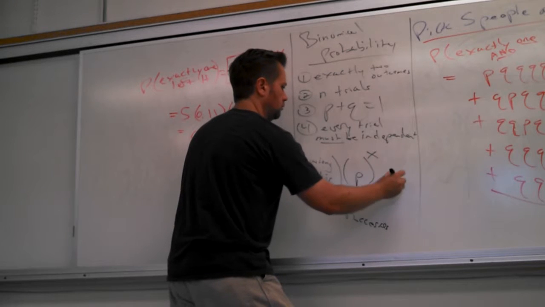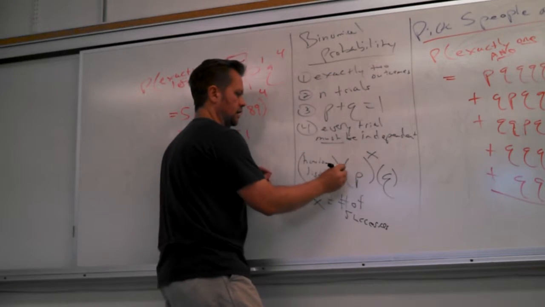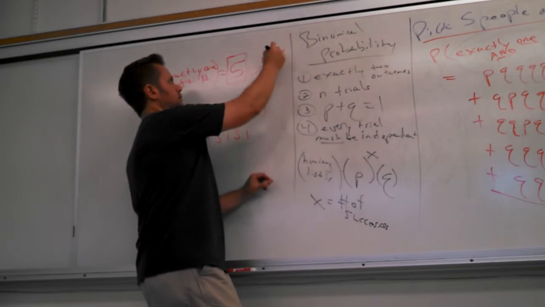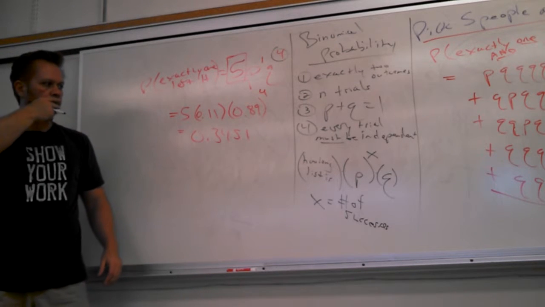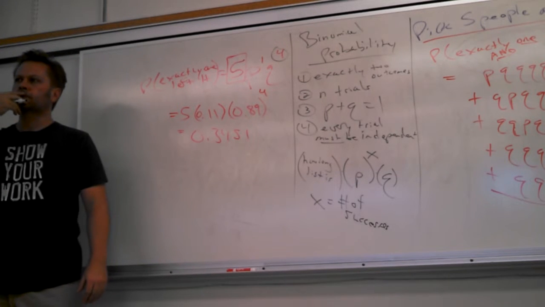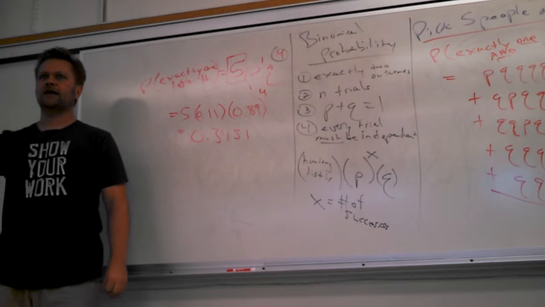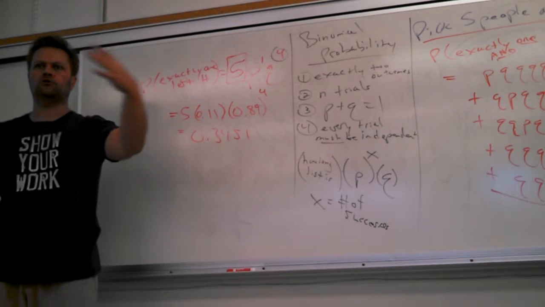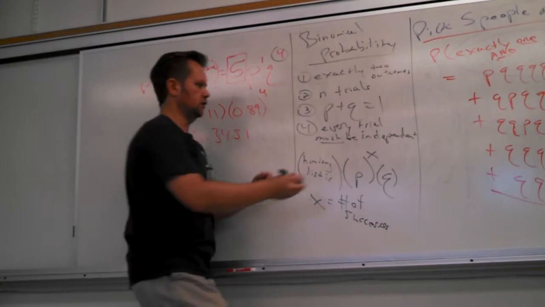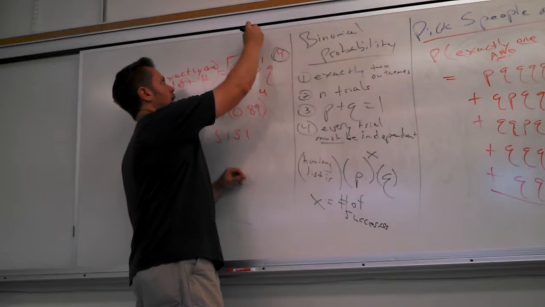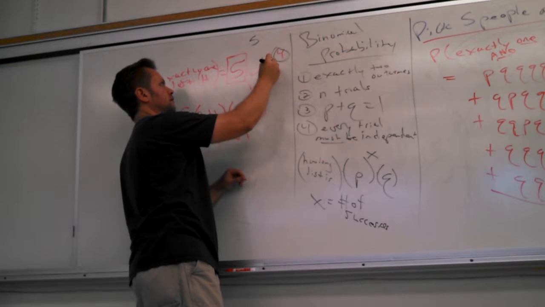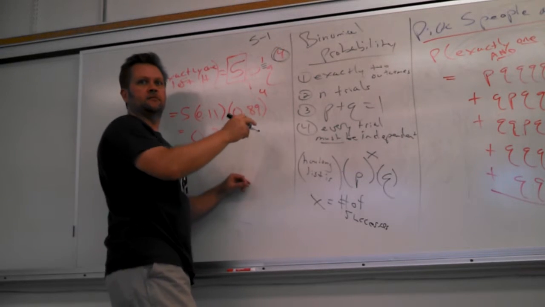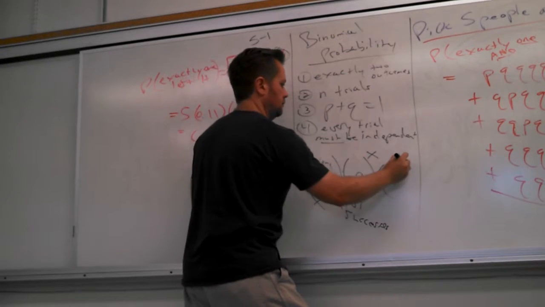And then it would be Q. Now here's the weird part. So this is times Q to the what? Failures. So exactly how many failures would I have? Well, how many total things? What do I always use for the total number of things? N. So here's the weird part. How did I get 4? I did 5 total things minus 1. So it's going to be N minus X.